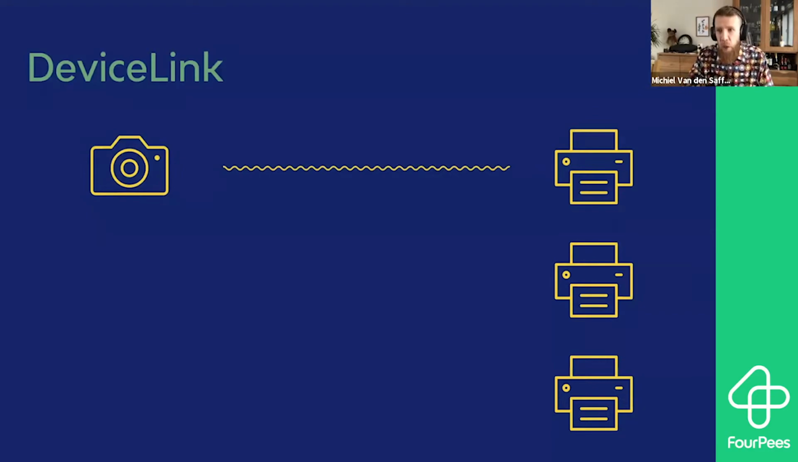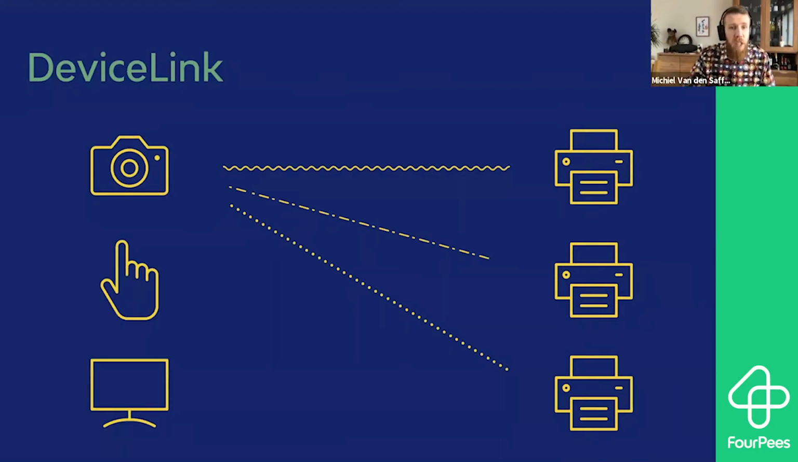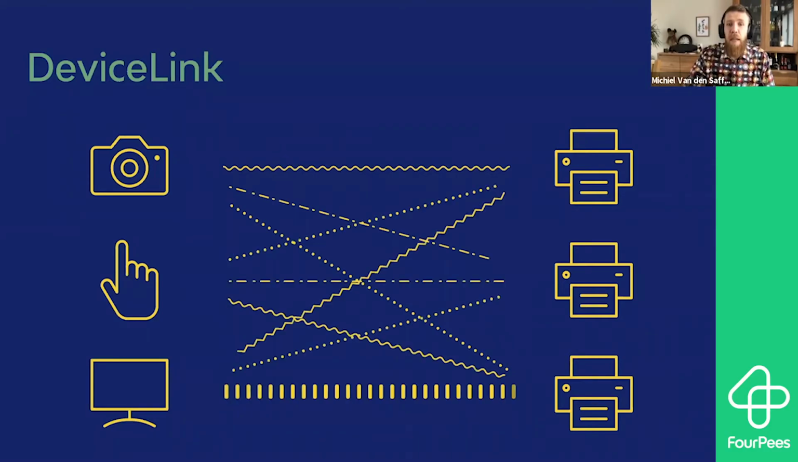So if I have multiple printers, that means I have to create a translation profile directly from my camera to each of those printers. And if I have multiple input devices, I also have to create profiles from each of those to each of the outputs. So you see that becomes a huge mess. There's a lot of lines on the screen. I have to manage a lot of profiles. And if I buy one more printer, I have to create 3 more profiles because I have 3 input devices. So that becomes a little bit hard to manage.